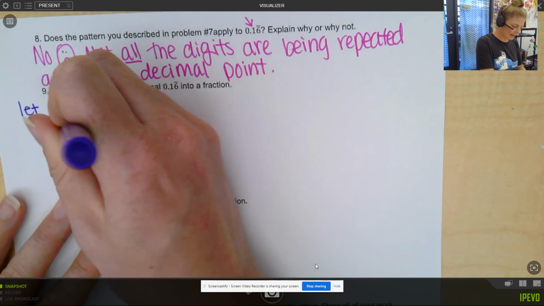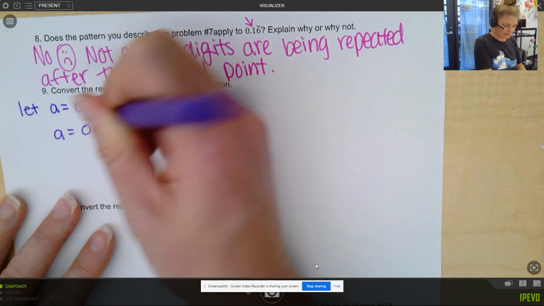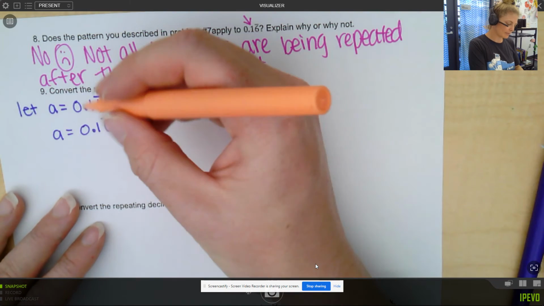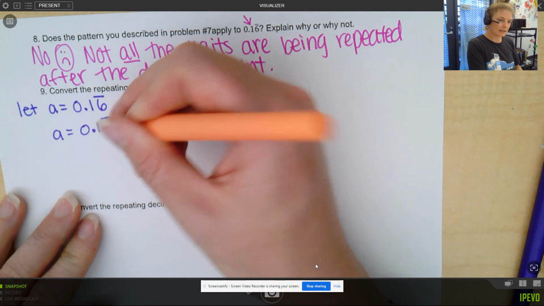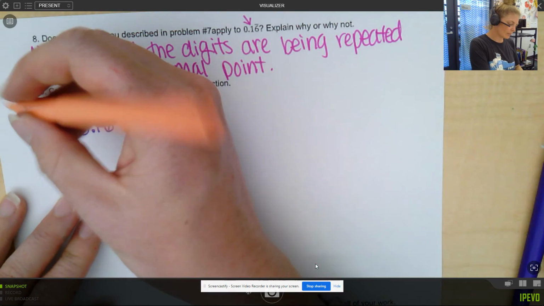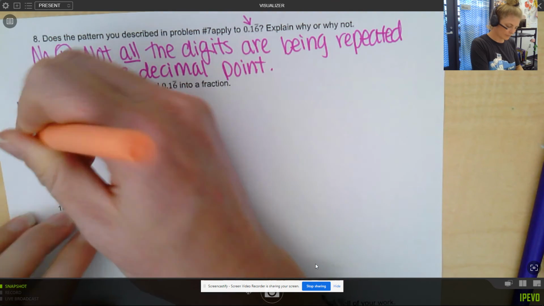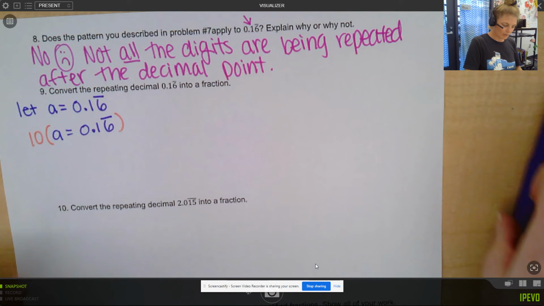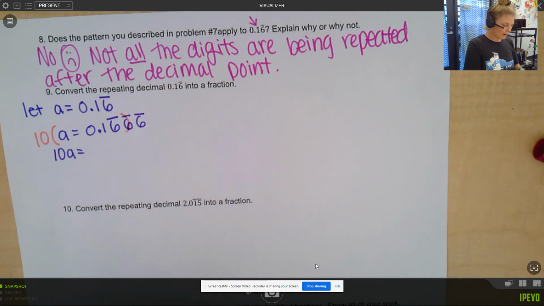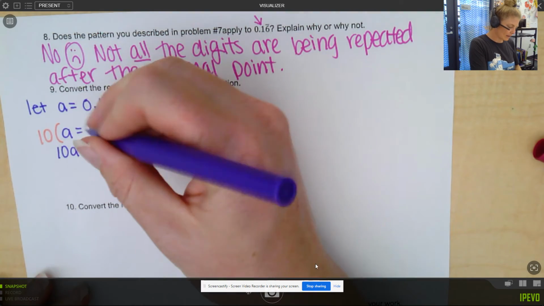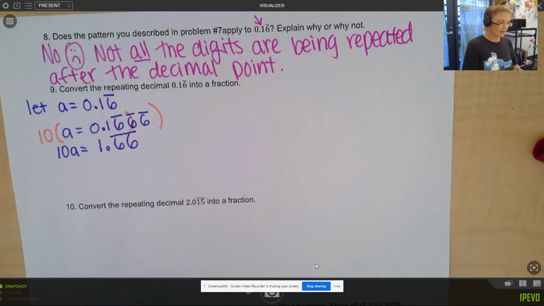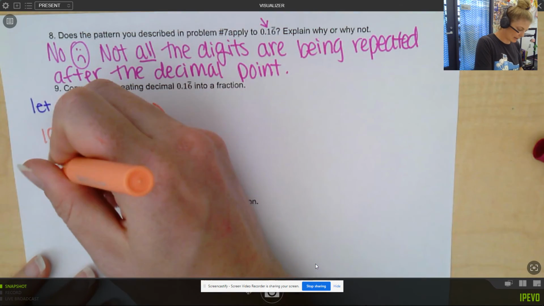Okay, so now that we have A is equal to 0.1 with the 6 repeating, remember we want our repeating decimal to line up. If we go to the end of our repeating decimal and go back 1, notice we have 1 decimal place, so we're going to multiply both sides by 10. When we do that, we have 10A is equal to, remember this is a 6 being repeated. When we multiply by 10, we're going to end up with 1.6 being repeated. We're going to subtract A from both sides.